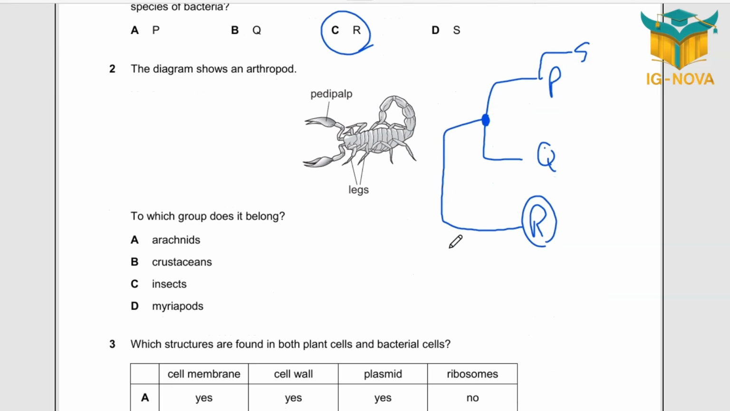Question 2. Pedipulp. Pedi or poda equals leg. Pulp means sensation. He said in the question that these are the legs. So don't count pedipulp as a leg. So how many pairs of legs do we have here? We have 1, 2, 3, and 4. We have 4 pairs of legs.